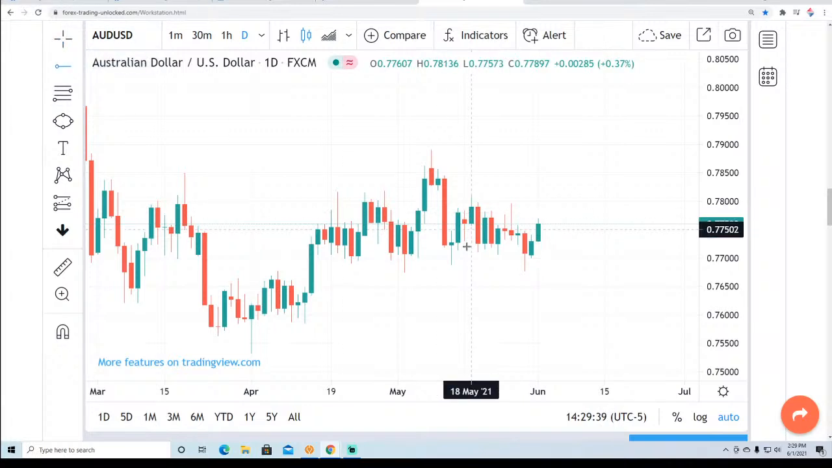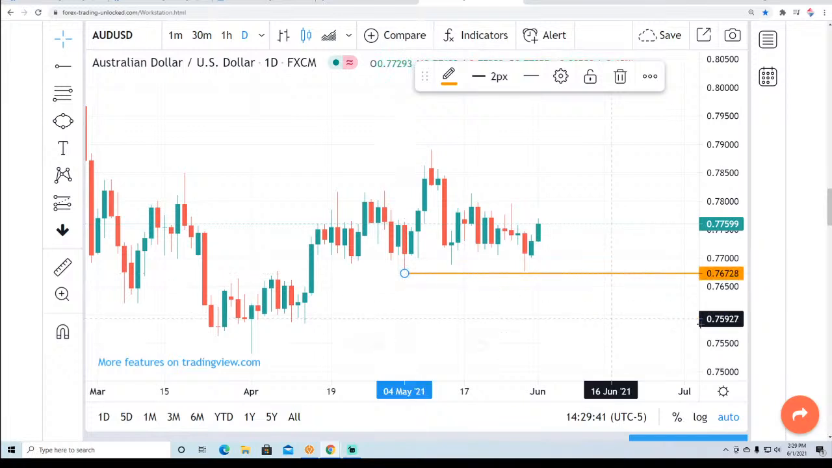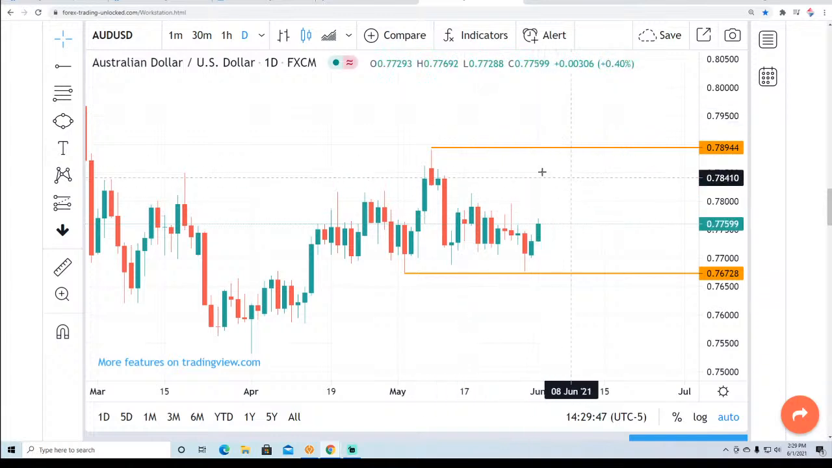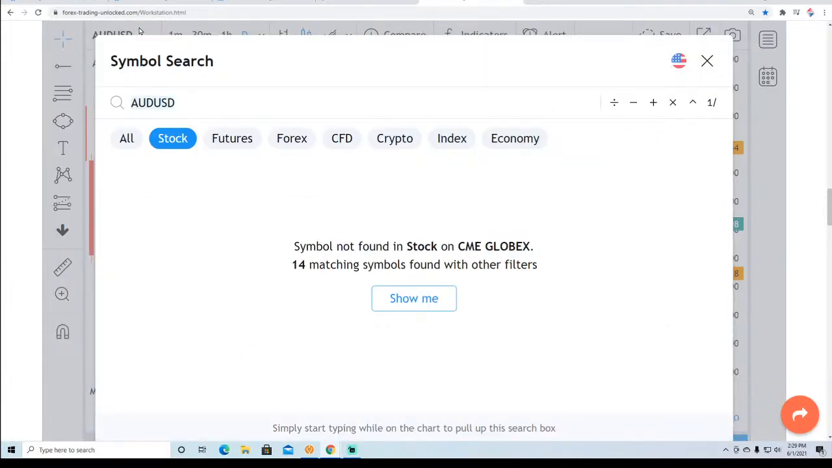However, for your range traders, definitely I would say key off of this area around 76.72, as well as the recent higher move high up here of around 78.94. Anything in between here, it's no man's land, and I would be aware of what's going on.